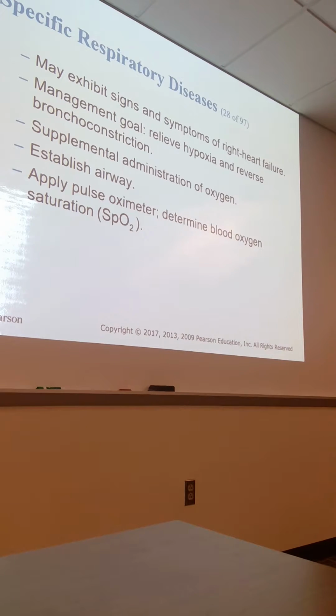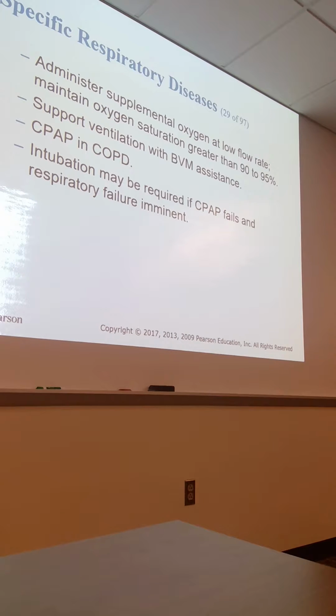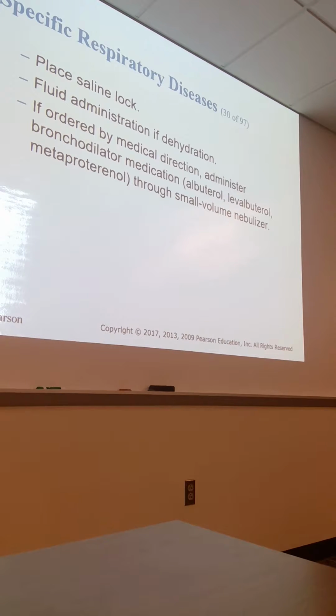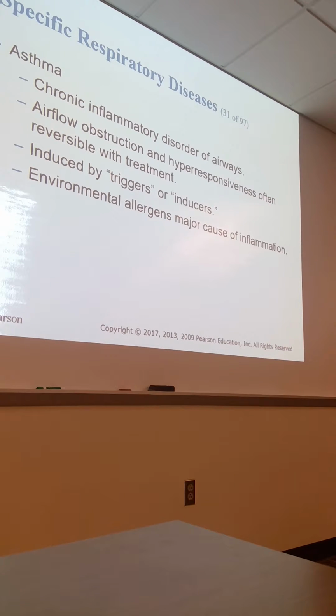Treatment: supplemental oxygen, airway, pulse ox, bronchodilators, get their sats up in the 90 to 95 range. If it's severe, you may have to assist them with a bag valve mask, intubation, or CPAP. Once again, IV access, bronchodilators, use a lot of steroids. IV steroids and nebulized breathing treatments.